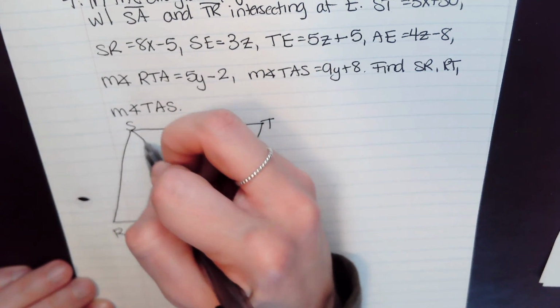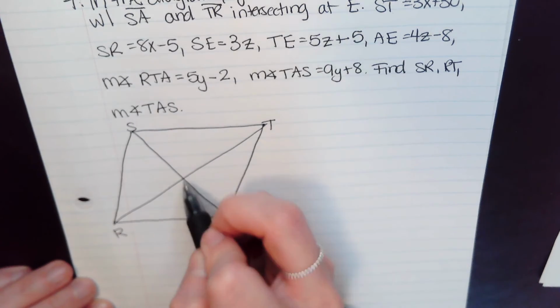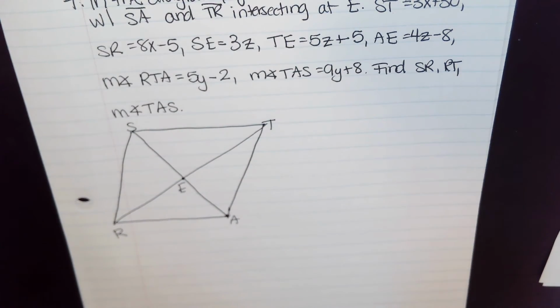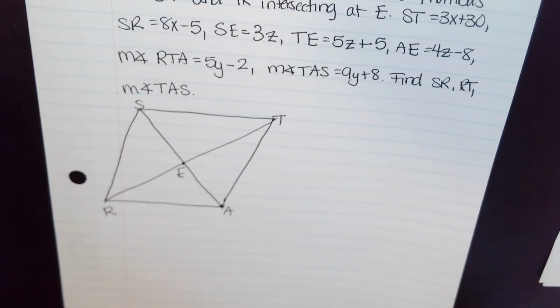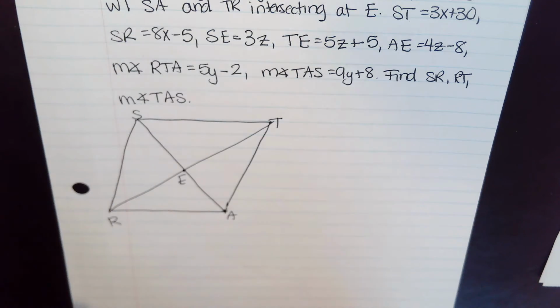STAR, and our diagonals are going to intersect at E. And you have all that information that you can label onto your picture now. So pause the video here, label everything you know, and try to find the length of SR, RT, and the measure of angle TAS.